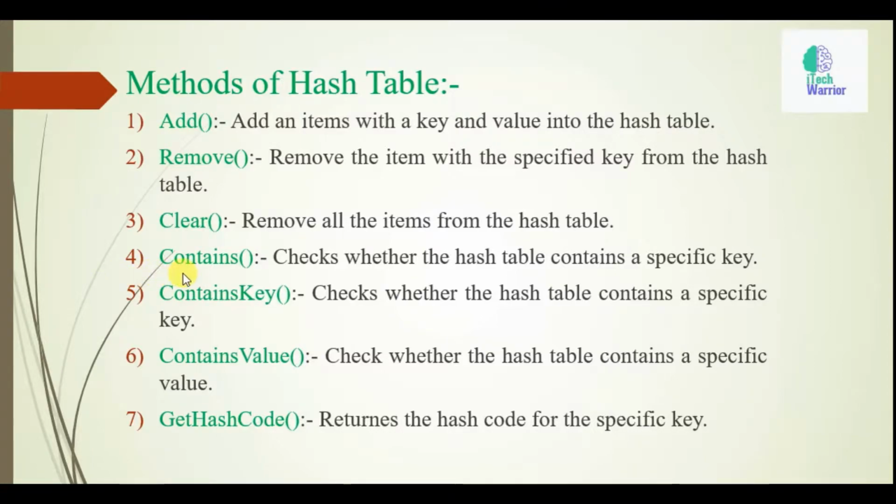Fourth method is Contains method. Check whether the hash table contains a specific key. Fifth method is ContainsKey. Check whether the hash table contains a specific key. Fourth and fifth method are the same. Sixth method is ContainsValue. Check whether the hash table contains a specific value. Seventh method is GetHashCode. GetHashCode returns the hash code for the specific key. So these are the 7 methods inside hash table.